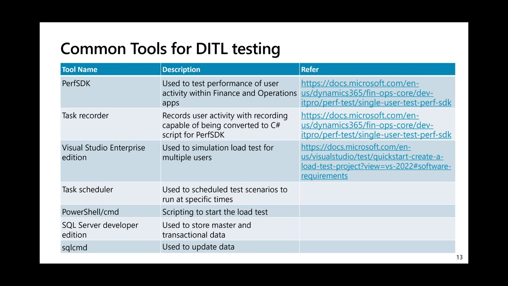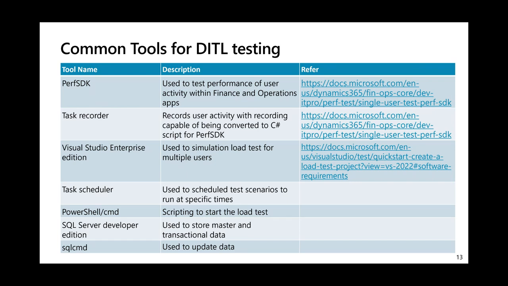And next one is the Task Recorder. It's also a necessary tool in the live testing because it helps you to record the task process flow in XML format and using the Perf SDK to help you generate the C# program. And then you can do the testing through Visual Studio. And also here, the reference URL, you can check the procedure and also the security required for the user who does the task recording.